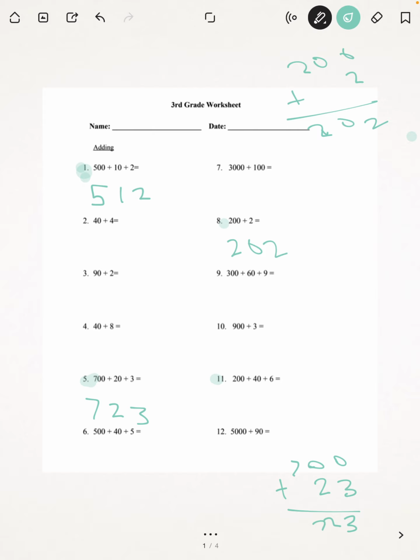40 plus 6, that equals 46, and then you add 200 to it. Okay, 6, 4, 2, that equals 246.